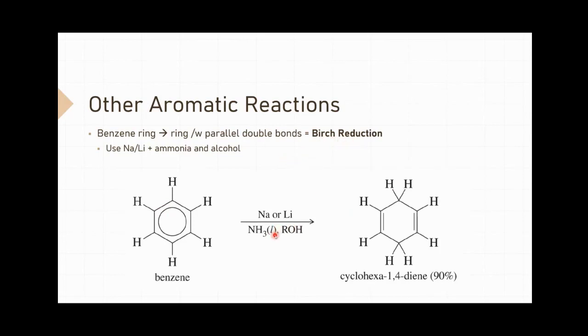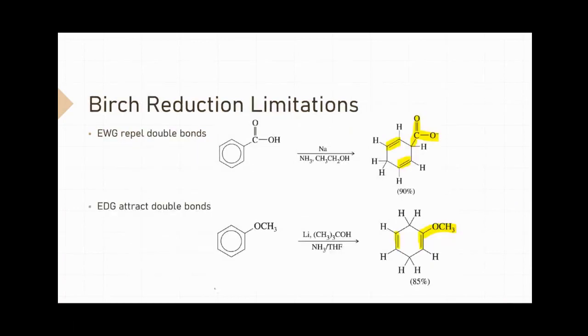Another one would be Birch. So I would put liquid ammonia and alcohol and a metal, and it's going to make two parallel double bonds. Here, if you have electron withdrawing groups, they will repel them, so they're going to try to be as far away as this group. If you have donating groups, they would try to be adjacent to it, kind of like this.